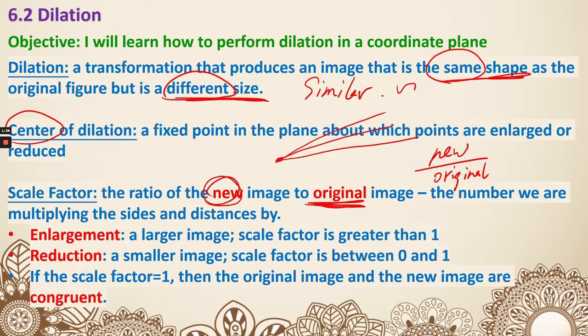If that number is bigger than 1, then it's an enlargement because you end up with a larger image. If it's less than 1 but bigger than 0, it's a reduction because you end up with a smaller image. And of course, if it's 1, that means we're not changing it, and that's where we get a congruent figure, which is why in Unit 5 we said congruent is just a special case of similar. Same thing here. Now let's have a look at how we can actually dilate.